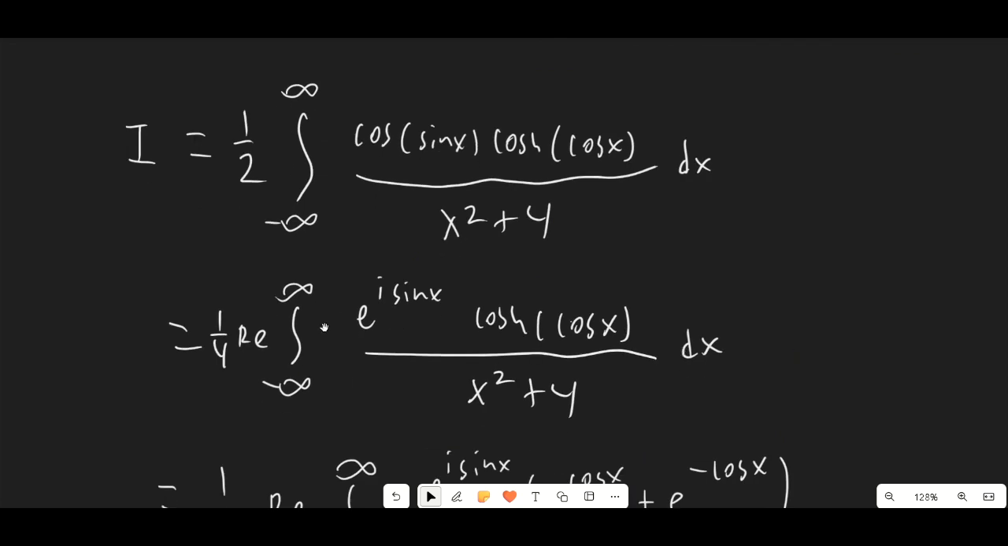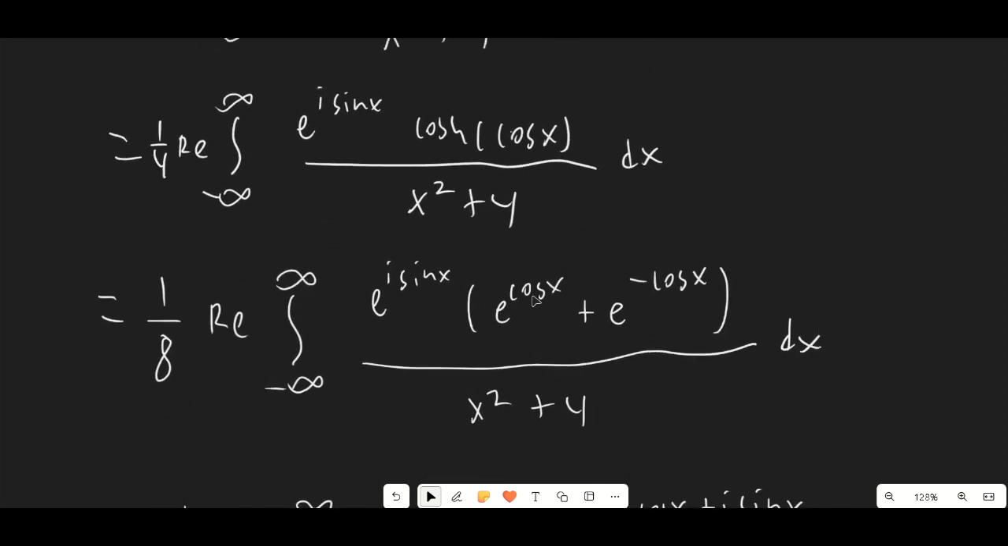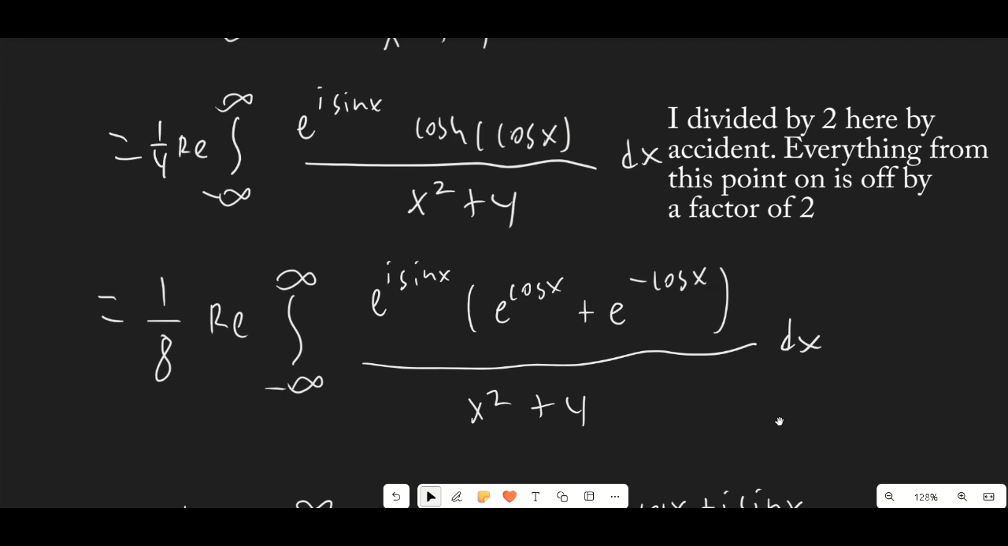And then we're going to take the real part of e to the i sine of x, which is just going to be cosine of sine of x if you expand that out. This is going to allow us to convert everything into complex exponentials, which are going to be really easy to use with contour integration. So we substitute in the definition of cosh of x: we divide by 2 and have e to the cosine of x plus e to the negative cosine of x.